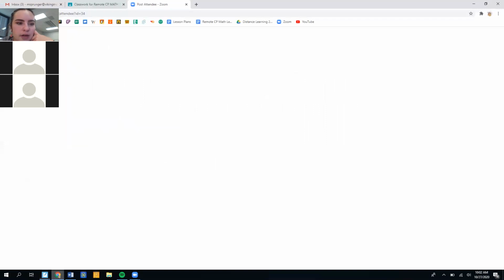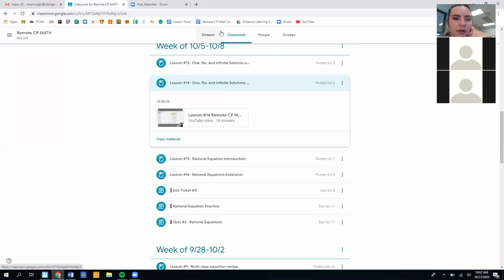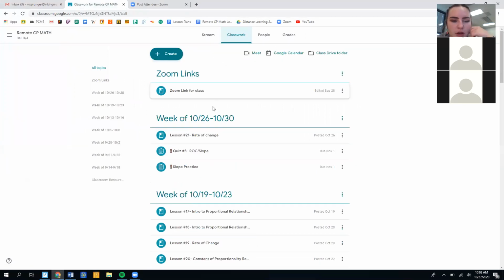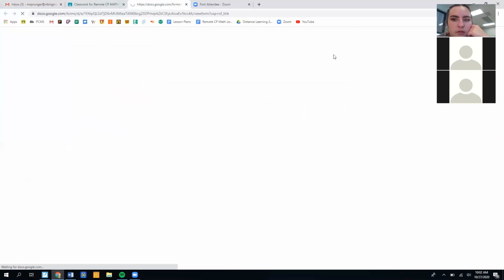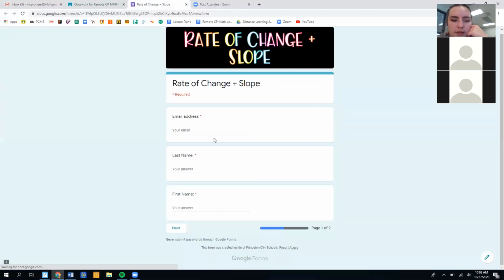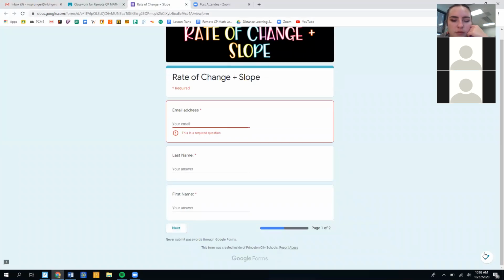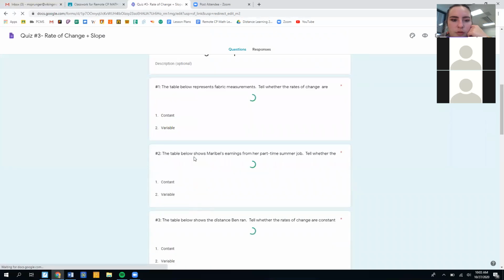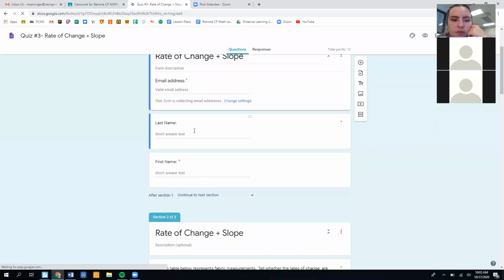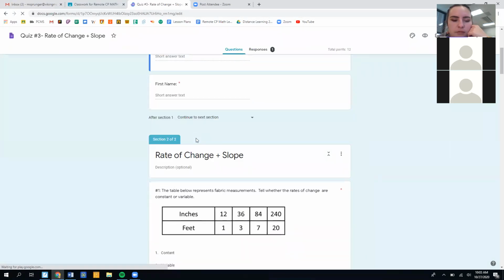So a few other things that I wanted to make sure that we know about. Classwork. All right, so this week you do have a quiz over rate of change and slope. I'm going to go ahead and show you it so we can talk about what is expected. Let me just go to rate of change and slope.